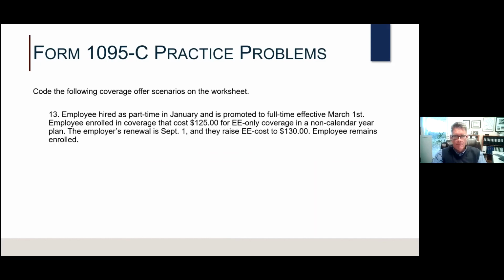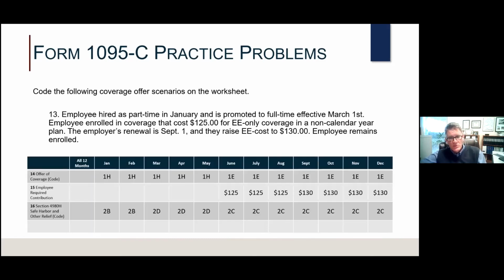Okay. Another part-time situation, part-time in January, promoted to full-time in March, 125 cost. The employer's insurance renewal is in September and the cost changes. The employee is enrolled, however, and stays enrolled. How would the 1095 look? This is basically the same form as we just looked at.